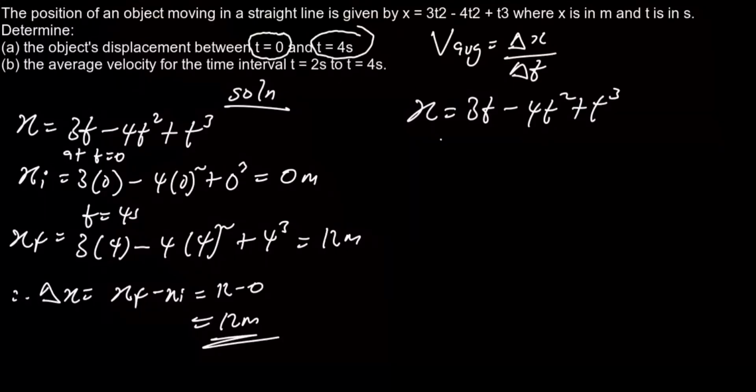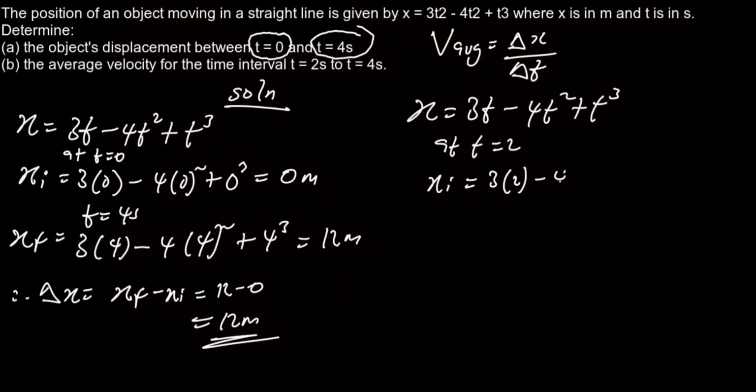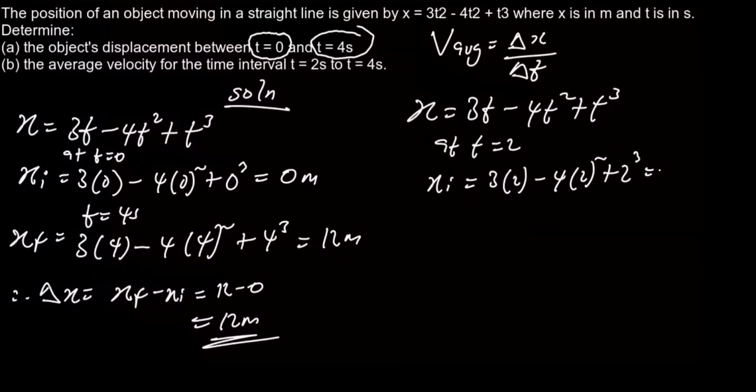Now, we have these two time intervals. So substitute t equal to 2. What's the initial position? This will give me 3 times 2 minus 4 times 2 squared plus 2 cubed. So what will this give me? 3 times 2 is 6, minus 16 plus 8. So I have minus 2 meters.